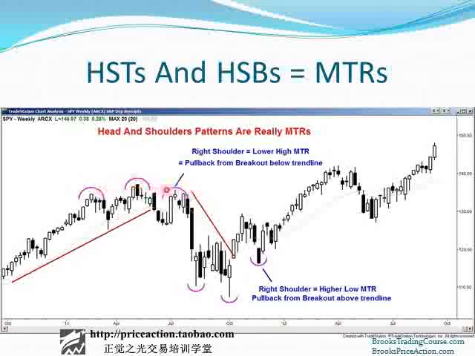The head and shoulders traders see it as simply a head and shoulders top. Same thing at the bottom: trend line break, test of the moving average, pullback to a higher low major trend reversal.